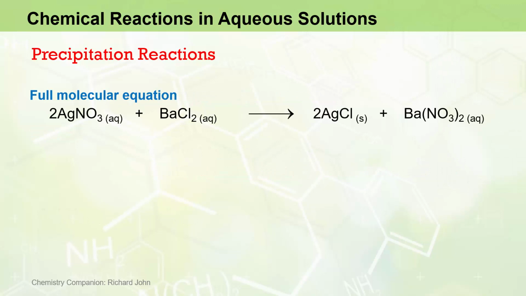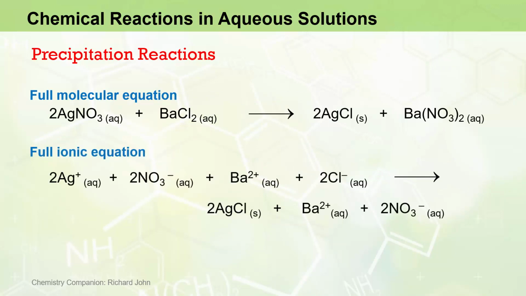Starting with our full molecular equation, we get to the full ionic equation by writing out all strong electrolytes in the full molecular equation as separated individual ions dissolved in solution. So the silver nitrate solution separates into two silver ions and two nitrate ions corresponding to the stoichiometric coefficient of 2. The strong electrolyte barium chloride separates into a barium 2+ ion and two Cl- ions. The silver chloride solid is not a strong electrolyte, it is not soluble in water, so we keep it written as 2AgCl solid. And finally, the strong electrolyte barium nitrate separates into the barium 2+ ion and two nitrate ions.